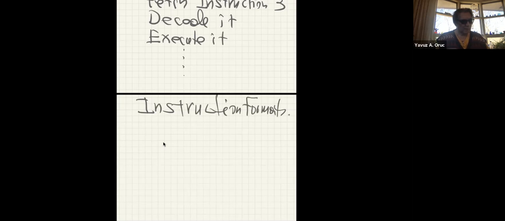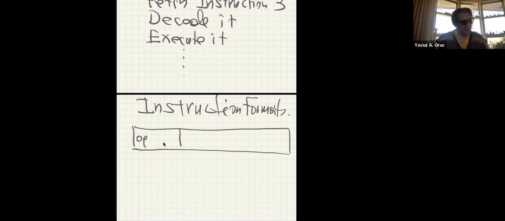Now, typically, we have at least two fields. We have a name, and we have something that says this instruction does something like this. So here's the opcode. Here's the operation, or the operand, maybe. We know what the opcode says. It just says add, divide, something. So this is the name of the instruction.